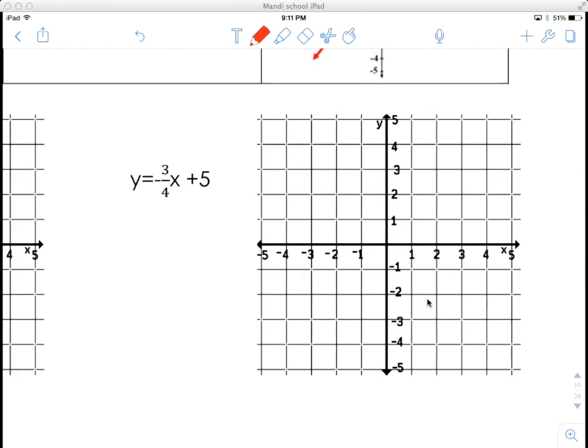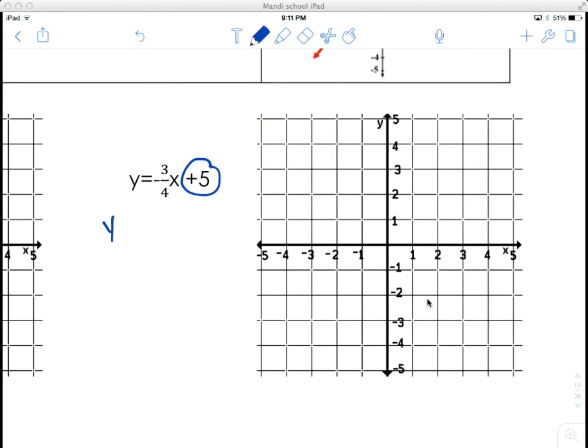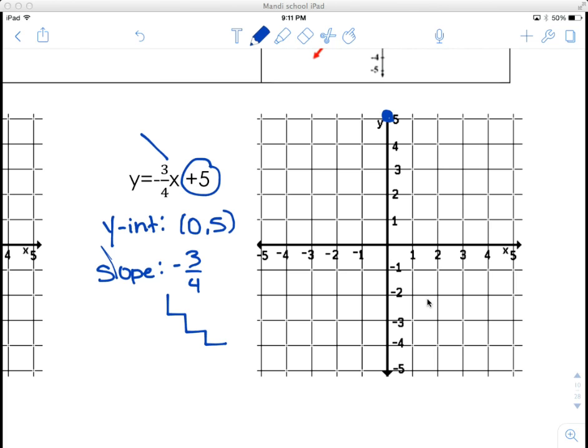Okay, then we have this line, so let's start with the beginning again. We're going to start with our y-intercept, which is 0, 5. This has a negative slope, so it's a negative 3 over 4. That means it goes down 3 over 4, down 3 over 4. So 1, 2, 3, 1, 2, 3, 4. And we can't go more than just 2 dots on that or we run out of graph.